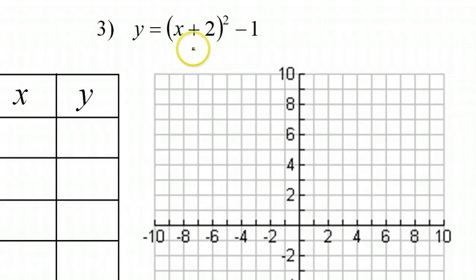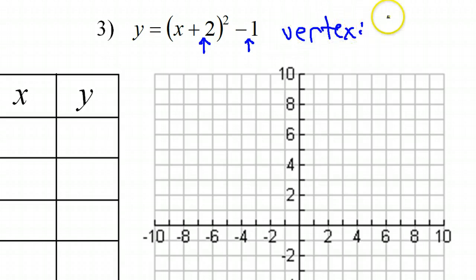Again, the beautiful thing about vertex form here is that you can look at it and tell the vertex immediately, because the vertex is the opposite of this one, comma, that one. So that's why the vertex is going to be -2, comma, -1. Opposite of this one, and then that one stays the same. Let's put that right in the middle of our chart. So -2, -1, there's the vertex.